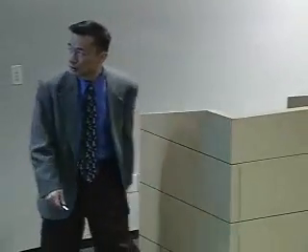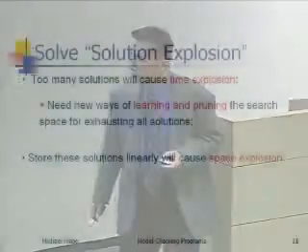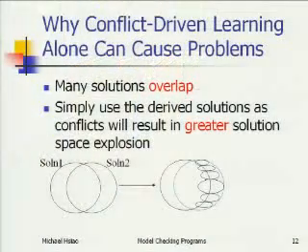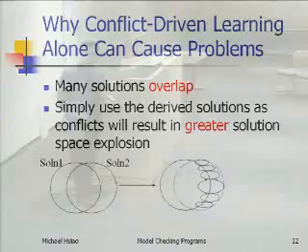Okay, so let's contrast, to look at what our problems are here. Too many solutions will cause time explosion, so we need new ways of learning. We don't do this in a naive way of searching the SAT decision tree and exploring the complete tree. Storing these solutions linearly will cause space explosion, so we need to store these in a graphical manner. Not necessarily a BDD, but some graphical manner, so you don't store them linearly.